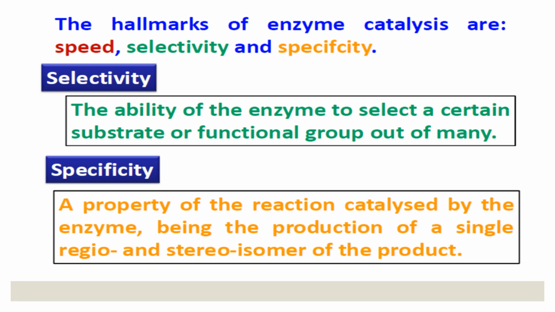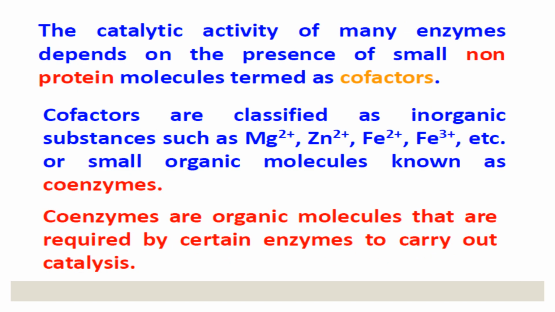Enzymes can speed up the rate of reaction. Enzymes can be selective. Enzymes can be specific. Selectivity means the ability of an enzyme to select a certain substance or functional group out of many. Specificity means the property of the reaction catalyzed by the enzyme being the production of a single regio- and stereoisomer of the product. This is the specificity of the enzyme. The catalytic activity of many enzymes depends on the presence of small non-protein molecules known as cofactors and coenzymes.